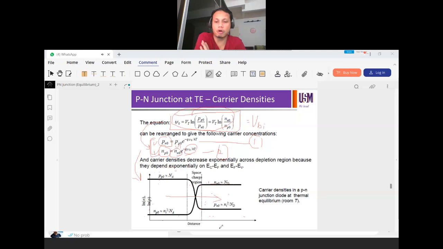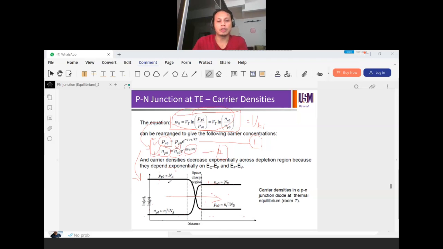Let's talk about hole first. Is it okay? Alright. So hole is going to diffuse from left to right. At the same time, we know electron will diffuse from right to left, but I don't want to touch that just yet. So hole is going to diffuse from left to right.